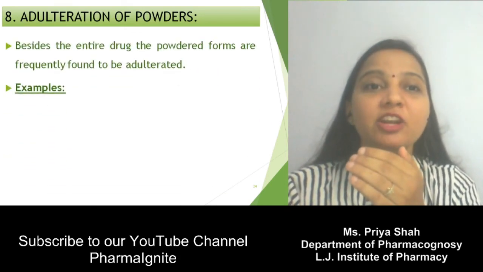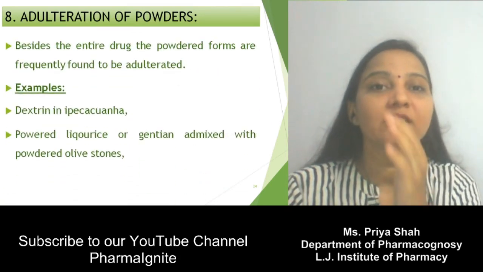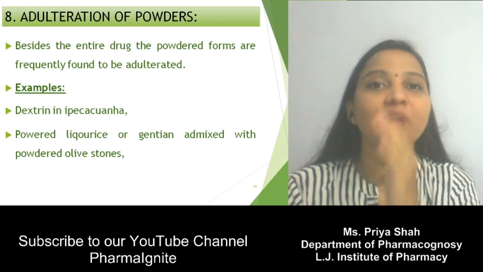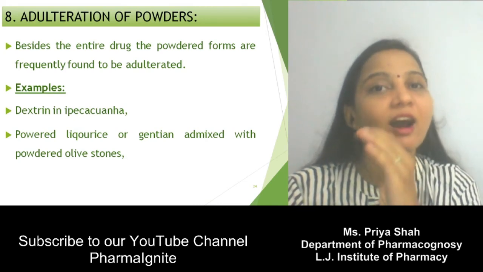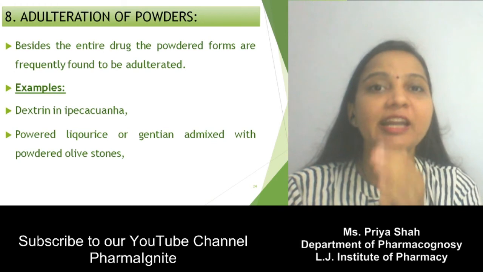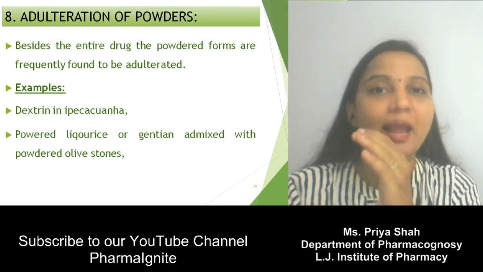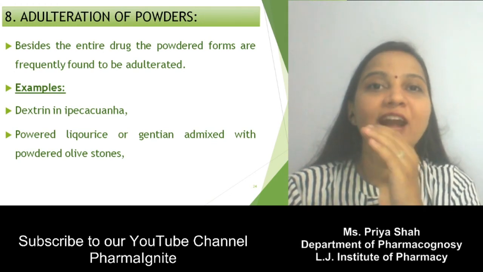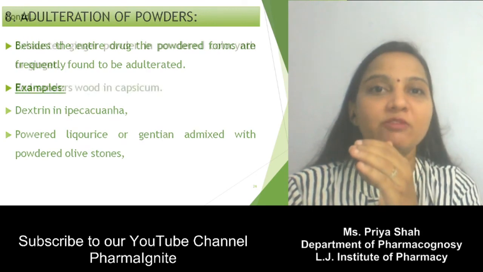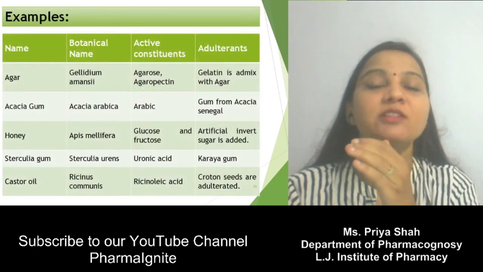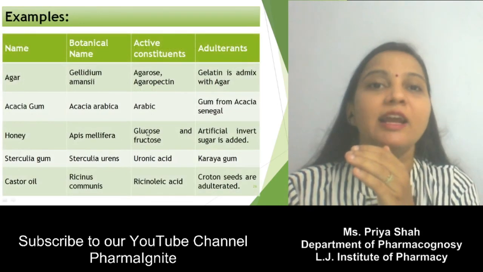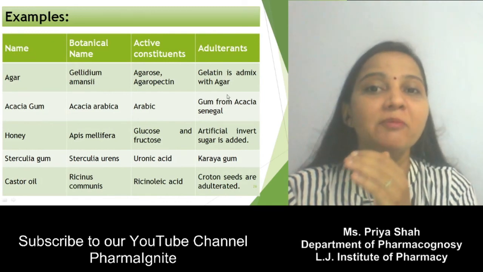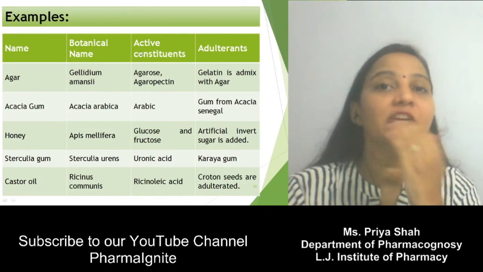Now, adulteration of powders. Other powders or entire drugs are mixed with the powders. So dextrin is mixed with ipecac. Then powdered liquorice is admixed with olive stone. So these are examples of adulterants in which different materials are added to the original drug.